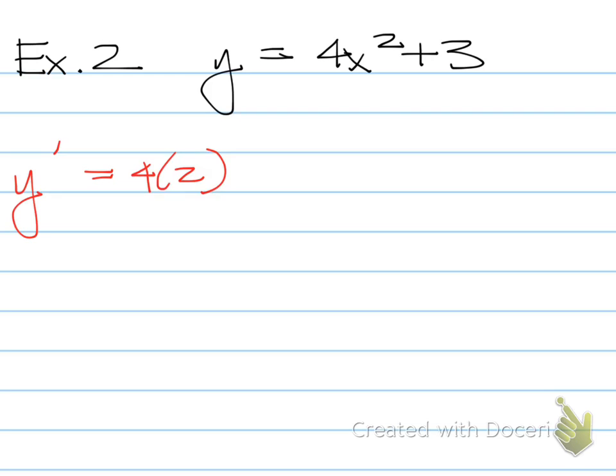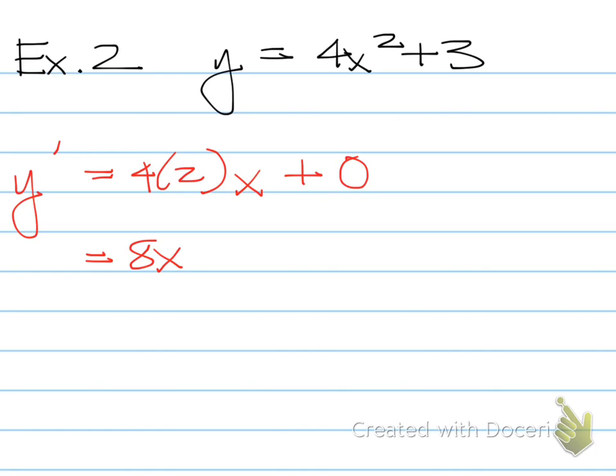So for the derivative of 4x squared, we multiply the exponent by the coefficient and then reduce the exponent by 1. So 2 times 4 is 4 times 2. And then if we reduce the exponent by 1, we get x to the first power. And again, that second term is a constant. The derivative of a constant is always 0. 4 times 2 is 8. So the derivative of 4x squared plus 3 is 8x.